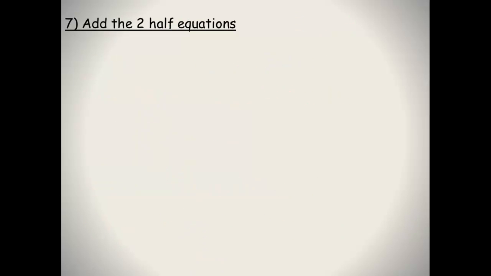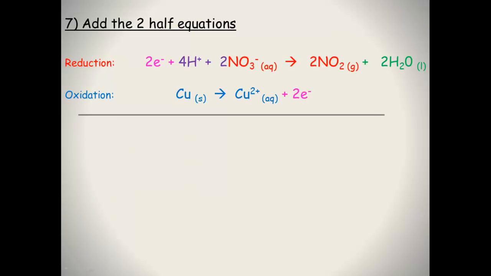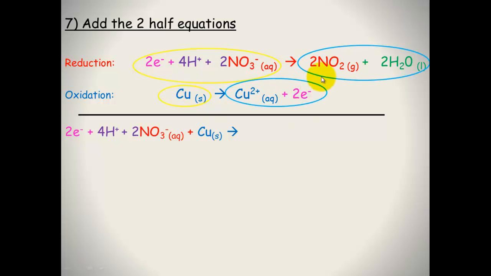So now we just need to add the two half equations together. There's our two half equations, and all we're doing is adding what's on the left hand side of both equations to the left hand side of the overall equation. So I've just transcribed exactly what I see, and then what's on the right hand side of the equations down to the right hand side. Again, I've just copied everything down.